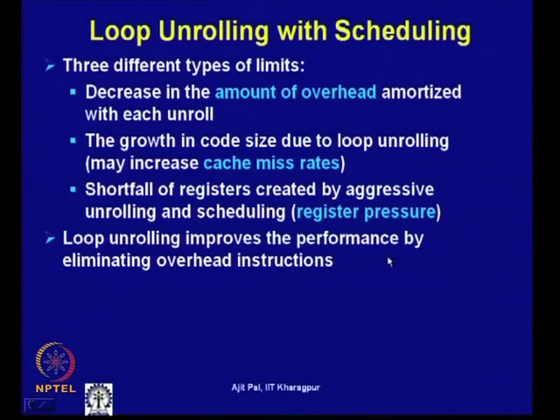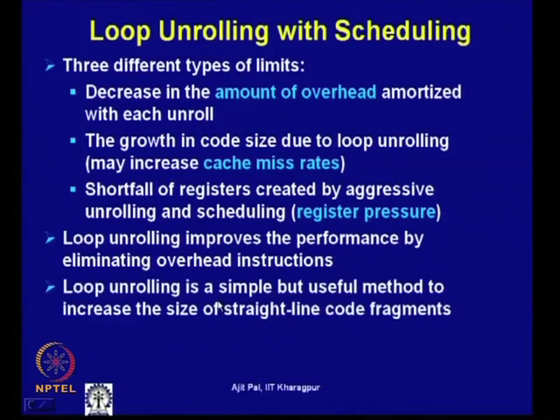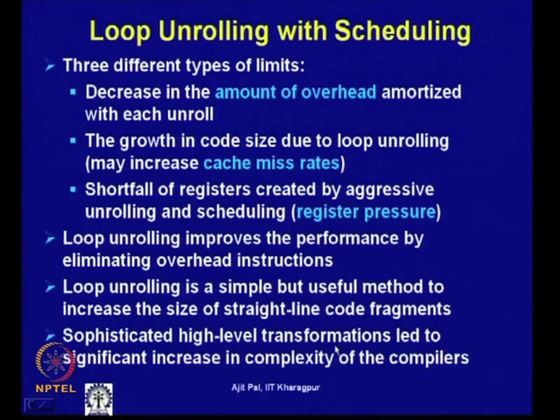So, loop unrolling improves the performance by eliminating overhead instructions, as we have already seen. Loop unrolling is a simple but useful method to increase the size of straight line code fragments. And sophisticated high level transformations lead to a significant increase in the complexity of the compilers. These three statements are very important, because they tell how loop unrolling improves performance, and at the same time in what way the complexity of the compiler increases. The compiler writer has to be knowledgeable about the processor architecture, and only then can the unrolling be done in an effective way to overcome the stalls.